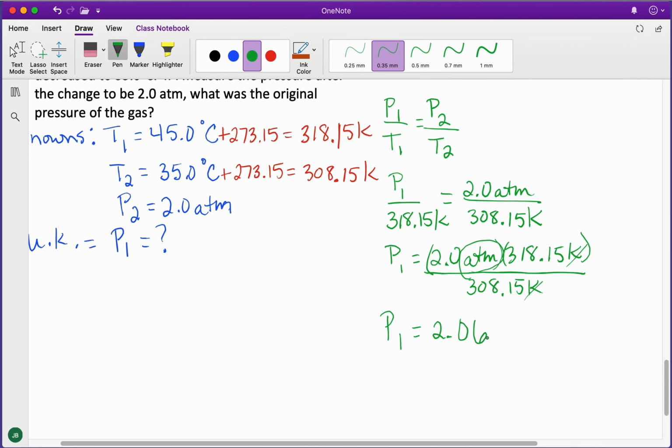Now let's talk about sig figs for this. And let me pick a different color. So we have 2 sig figs here. Now let's talk about our temperatures. What are we going to use for our temperature sig figs? Go back to your original degrees Celsius. Okay, so for our degrees Celsius, we had 3 sig figs in our first temperature, and we had 3 sig figs in our second temperature.